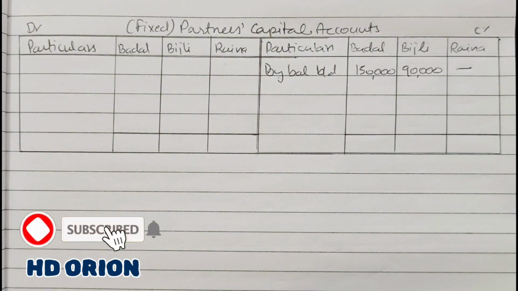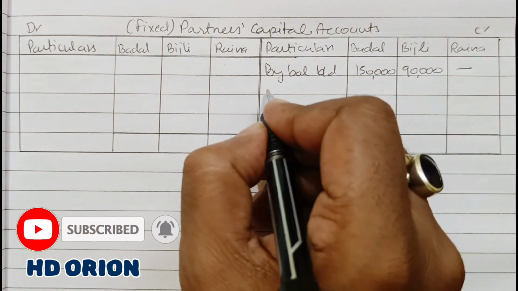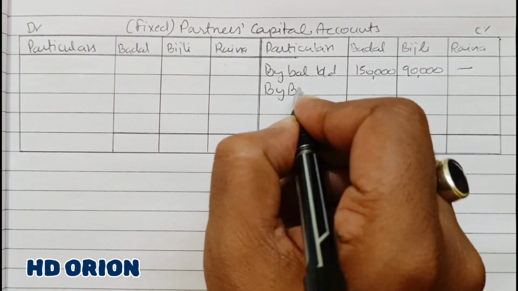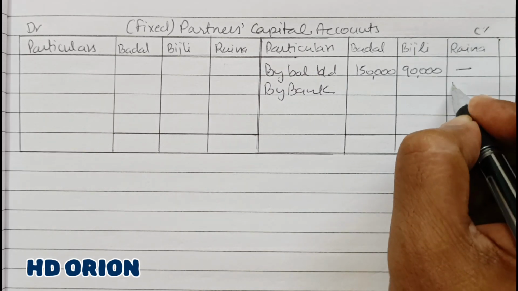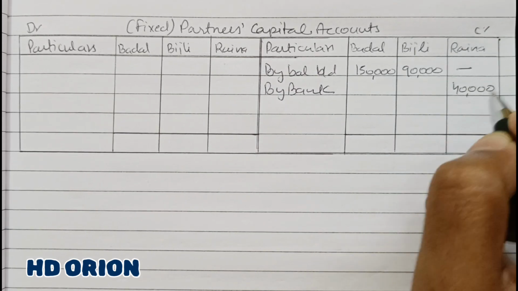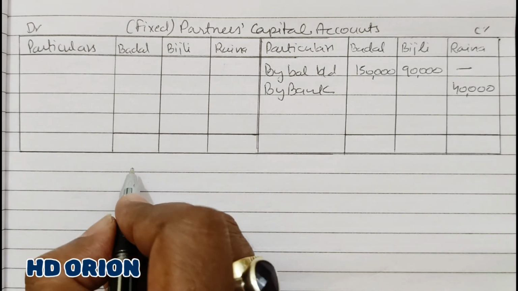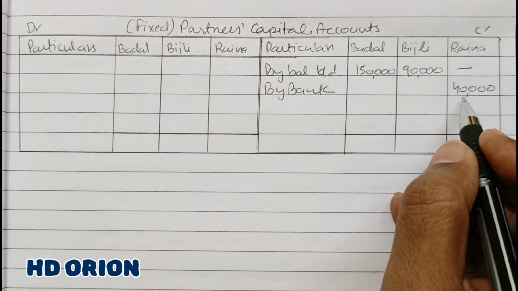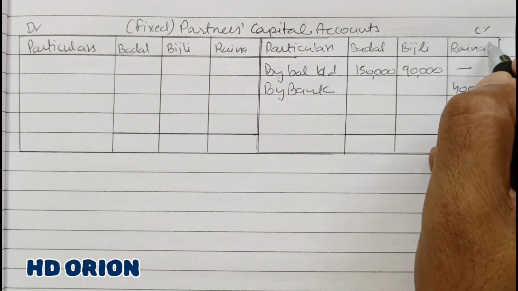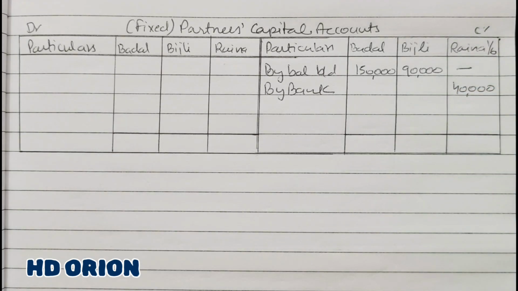Then Raina is to bring rupees 40,000 as her portion of capital. So by bank, Raina will bring rupees 40,000. But that is not all. The question says that capitals of Badal and Bijli will be adjusted on the basis of Raina's capital by opening current accounts. So Raina's capital is rupees 40,000, and how much is her portion? Her portion is 1/6 in the total profit.